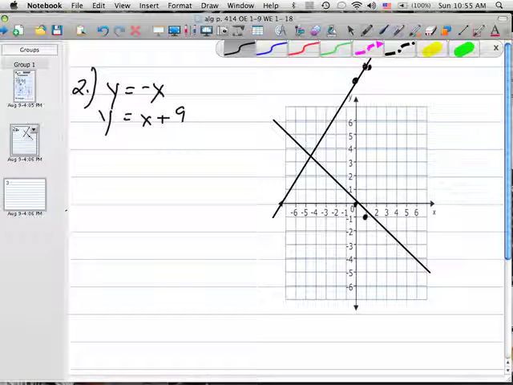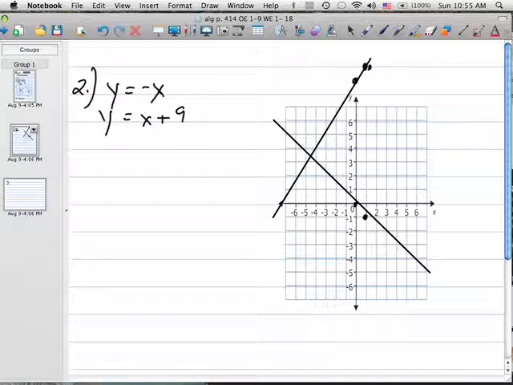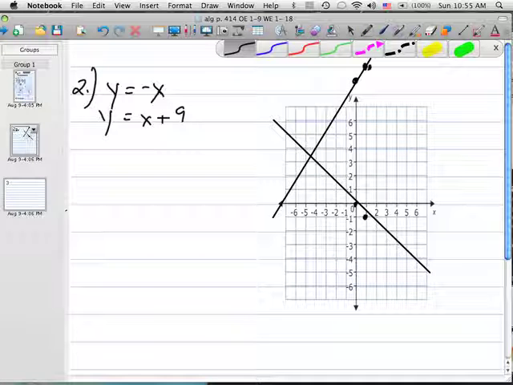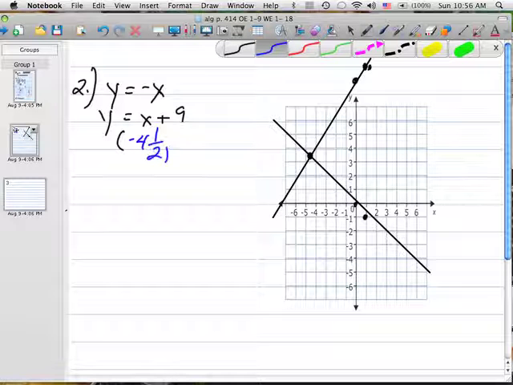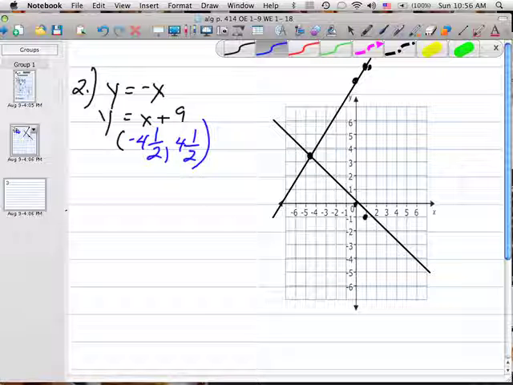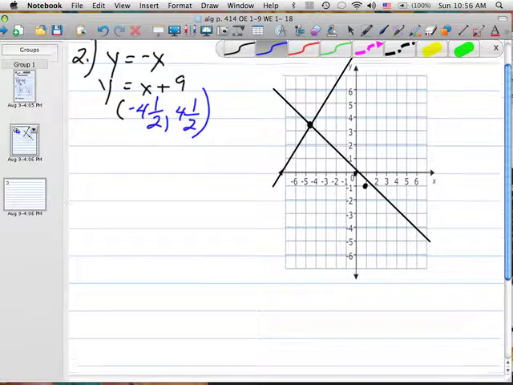This is cheating a little bit, but I didn't get the coordinate plane big enough. So anyway, the intersection, just check the back of the book, is right here, which is, and go back to your notebook paper, negative 4 1/2 and 4 1/2. Or negative 9 halves and 9 halves. Okay, problem number 4.